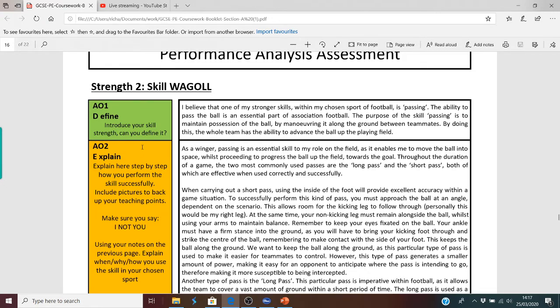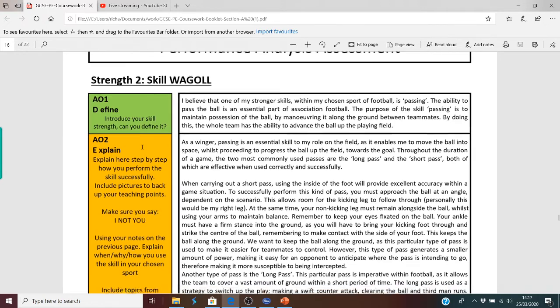So you're saying that you've got passing and receiving in football as your strength. So the first thing to do is define that. So what does that really mean? What does that help you? How does that actually provide some sort of an assistance for you in your sport? You then want to explain where it comes in.